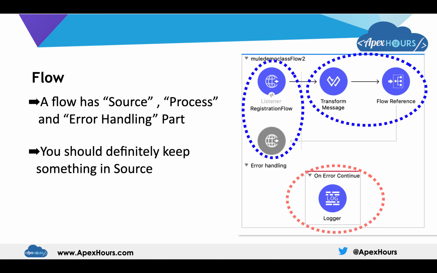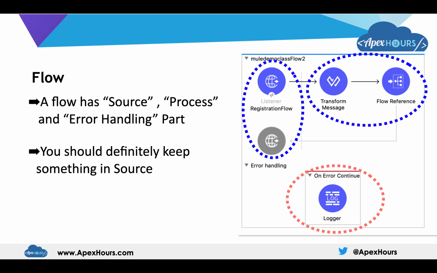This is called the error handling part, where you handle errors when any error occurs. That part is here. So there are three different parts: source, process and error handling. In interviews, they will ask you the question: what are the differences between flow, subflow and private flow? You should be able to answer this.